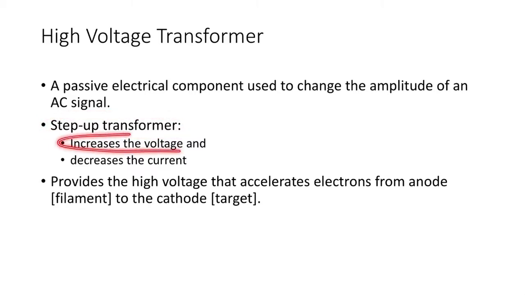In increasing the voltage, this transformer does the opposite with the current. While the voltage is increasing, the current through it is decreasing. This is a property of transformers. When it increases the voltage, it decreases the current, and when it decreases the voltage, it increases the current. We will see this example where these changes are reversed when we talk about the filament transformer.